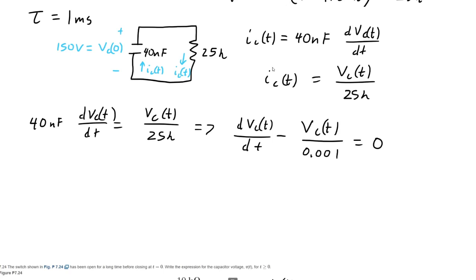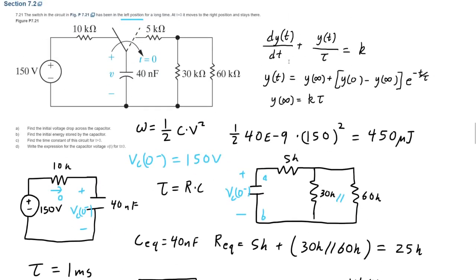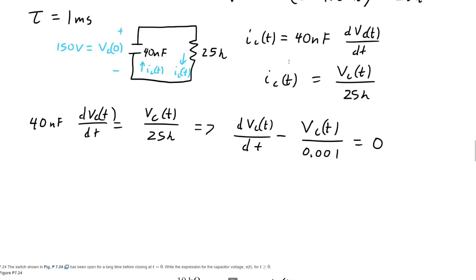So now we can find out what the initial and final voltages are. We know the initial voltage because we calculated it. VC0 is 150 volts. We can calculate VC infinity if we take K times tau. Now K is 0, so that means that VC infinity is 0.